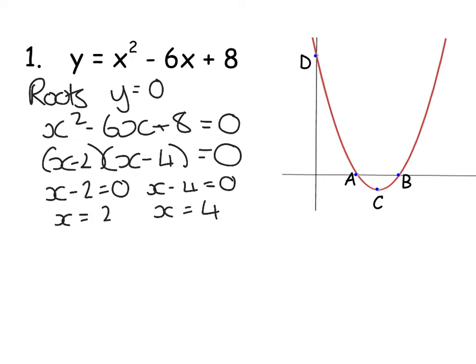Now that matches the picture. A and B are both positive numbers. So A would be the first one. So A is (2, 0). And B is (4, 0). So that's me got the roots.